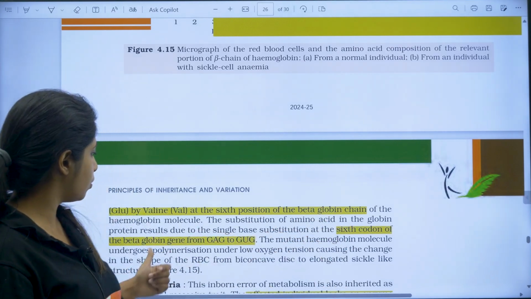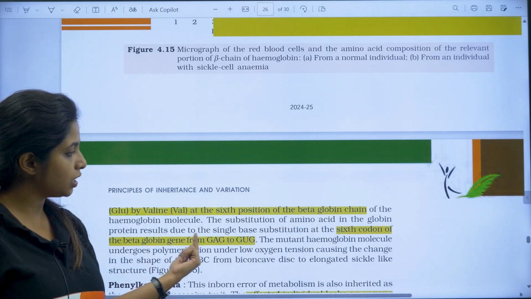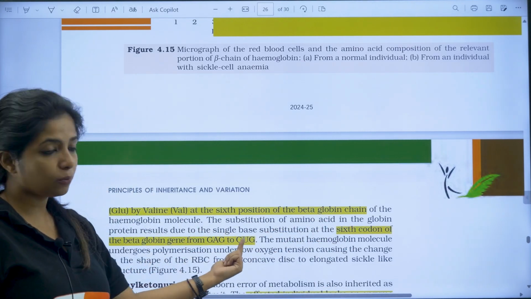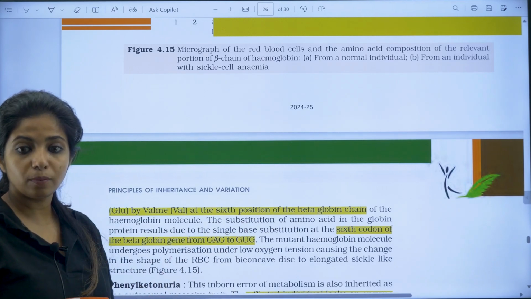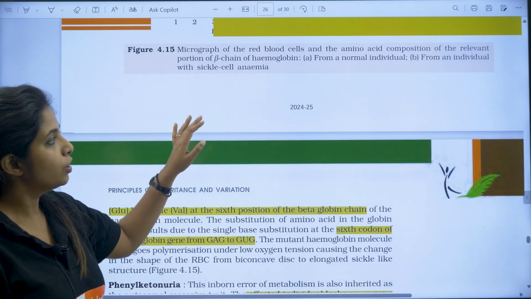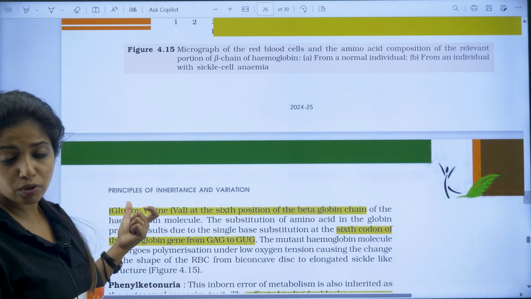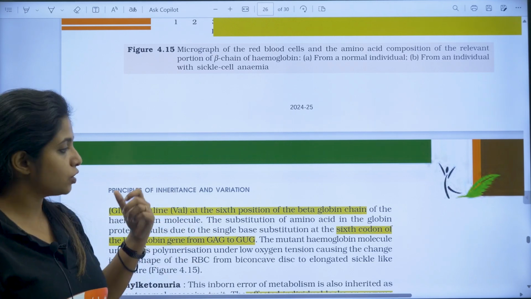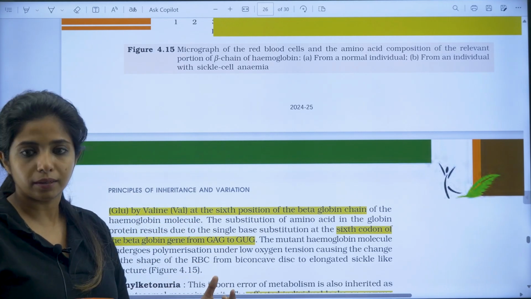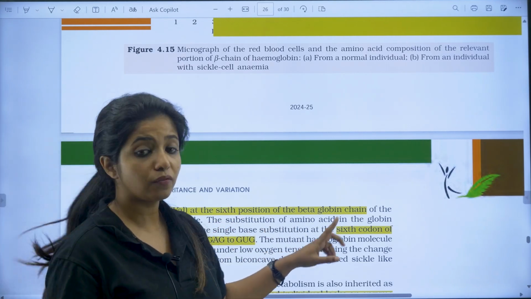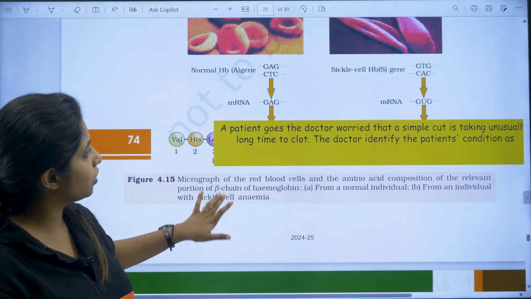Which codon? The 6th codon. What is happening? In GAG, the A is being replaced by U. So glutamic acid, which was being produced, is not being produced. Now valine is being produced, because GUG stands for valine. This happens in the 6th position of the beta globin chain. All this information is very important.